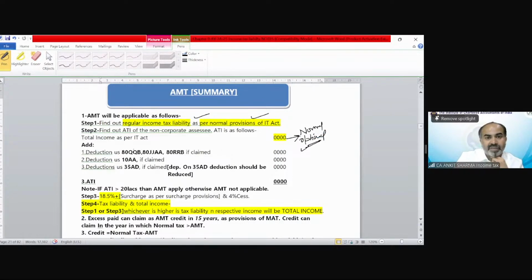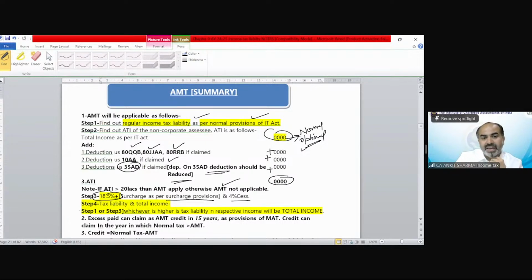Then if you have claimed these deductions, you have to add them back. If you have claimed 10AA for calculating this income, you have to add it back. If you have claimed 35AD deduction, you have to add it back. You can claim depreciation in that case on that 35AD component, but full deduction cannot be allowed. After doing this, you will arrive at ATI. If ATI exceeds 20 lakh in case of individual, HUF, AOP, BOI, and AJP, then AMT is applicable, otherwise not applicable. Surcharge as per surcharge provisions would be there, cess would be there, and the rate is constant, that is 18.5%.